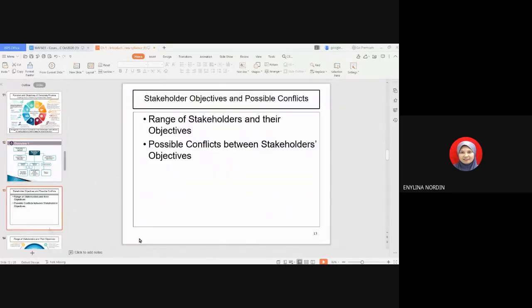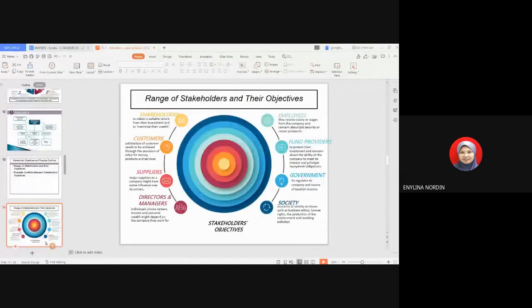Okay, then we proceed to the different stakeholders, with different objectives and possible conflicts among the stakeholders. For a firm, there is a range of stakeholders and they have their own objectives, and due to that, there is a possibility of conflict between the stakeholders' objectives. So these are the range of the stakeholders with their own objectives.